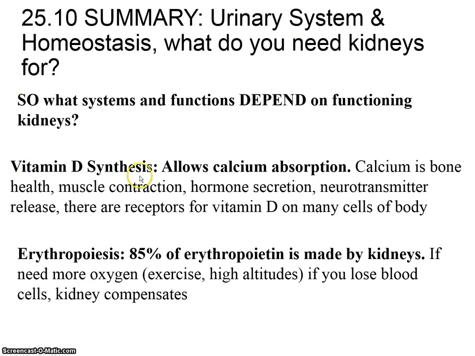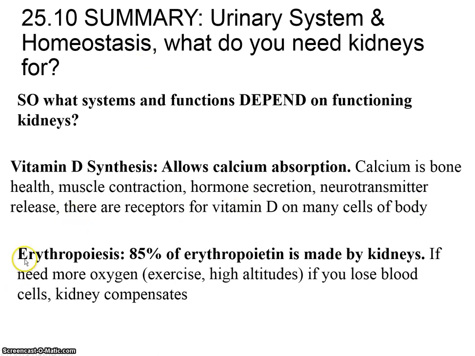Well, again, vitamin D synthesis. And vitamin D allows calcium absorption from the diet. Vitamin D synthesis is under the influence of parathyroid hormone, right? And parathyroid hormone, when calcium's low, increases this process. The kidneys are typically responsible for finishing up vitamin D manufacturing. So vitamin D allows calcium absorption. Calcium is your bone health. What systems does it interact with? Bone health, muscle contraction, hormone secretion, neurotransmitter release from the axons, and there are receptors for vitamin D on many cells of the body. So we're not even entirely sure what all vitamin D does.